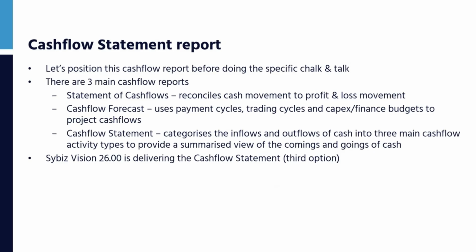Generally out in the wild there are three main types of cash flow reports that you see. You've got your statement of cash flows, which essentially reconciles the movement in cash to your profit and loss movement. So that will look at things like depreciation that happen in your profit and loss statement but are non-cash. It will have some wizardry in the report to exclude those transactions, or separate them out from your trading versus cash.